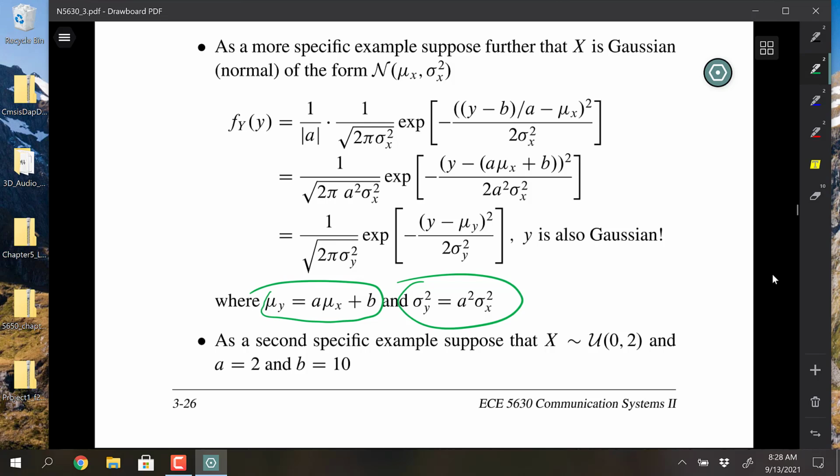And then store that in our brains forever: a linear transformation of a normal or Gaussian is Gaussian. It's one of those beautiful things in probability theory. It doesn't hold for very many types of random variables that you can transform them and get the same type. Uniform, it also holds for uniform.